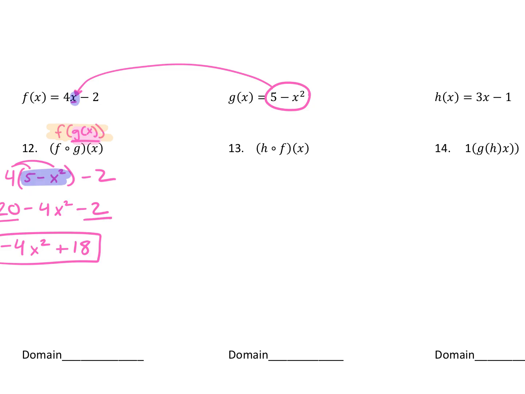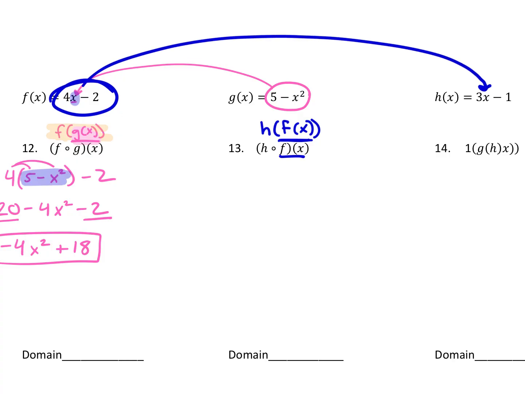Let's do 13. What's going to go on the inside here? f is going to go inside of h. Now it could also be written like h of f of x. These mean the same thing, but f is going to go on the inside. So we're going to take our function for f, and we're going to plug that into the x in h. So we have 3 times, now I'm plugging in f. So 4x minus 2 minus 1. What would we do here? Distribute, so 12x minus 6 minus 1. Combine like terms. 12x minus 7.